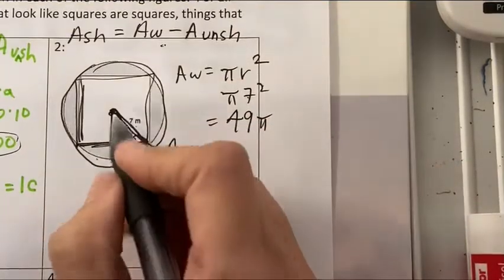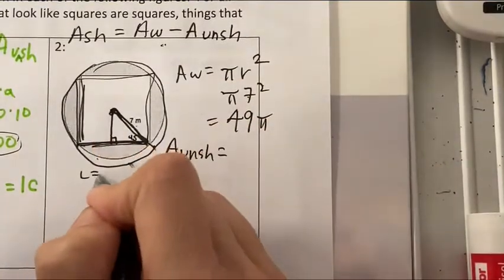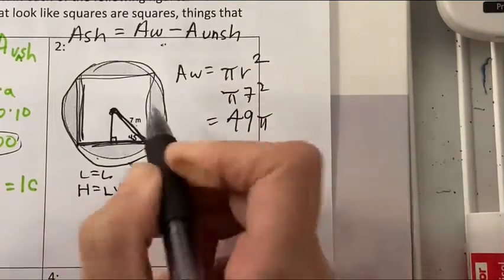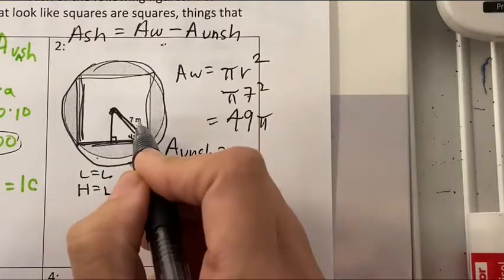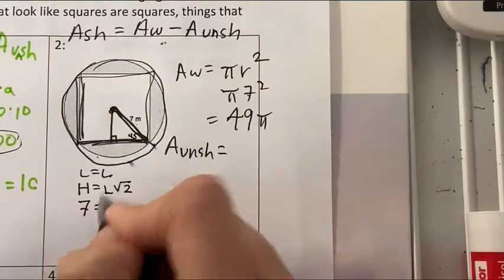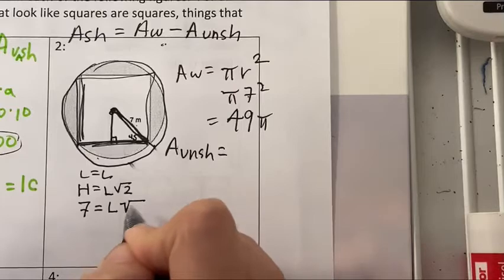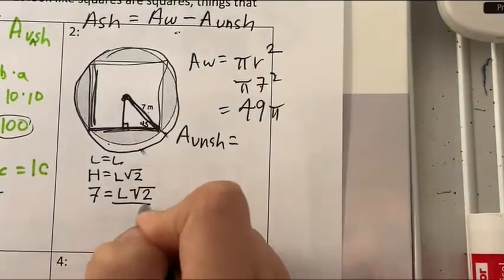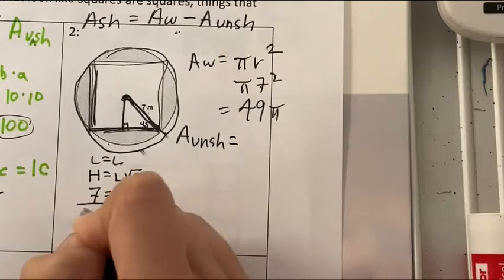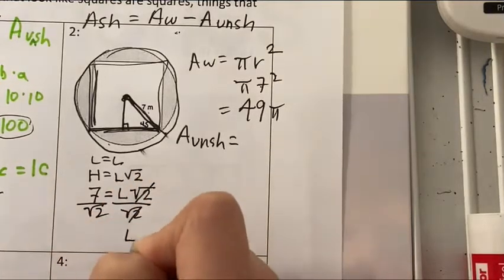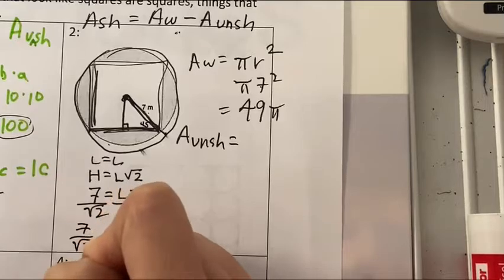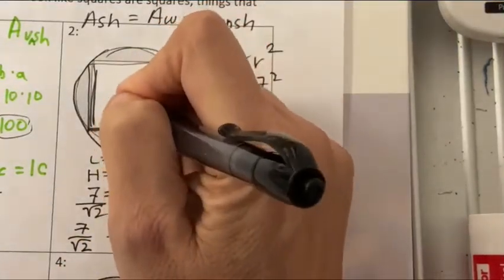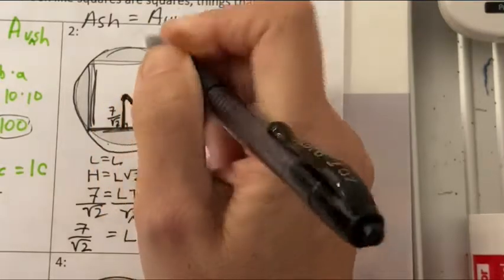So working backwards, I can use my special right triangle: the legs are equal, and the hypotenuse is equal to the leg times the square root of 2. So the hypotenuse here is equal to 7, and the hypotenuse is equal to the leg times the square root of 2. Let's get the leg by itself on one side. So the leg is equal to 7 divided by the square root of 2. This leg is my altitude, and it is 7 divided by the square root of 2.